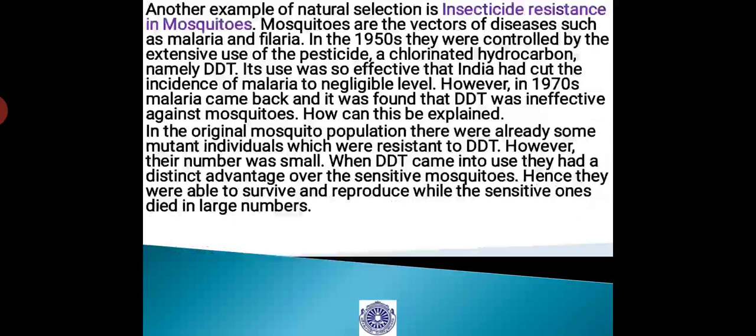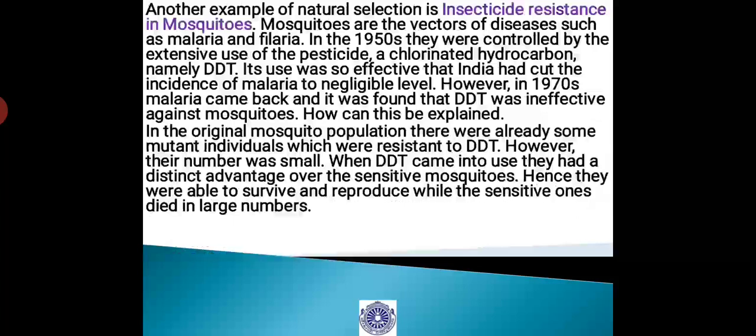However, their number was small. And when DDT came into use, they had a distinct advantage over the sensitive mosquitoes. Hence, they were able to survive and reproduce while the sensitive ones died in large numbers before they reproduced. So, this is the difference observed with reference to their reproductive fitness, which is called differential reproduction.